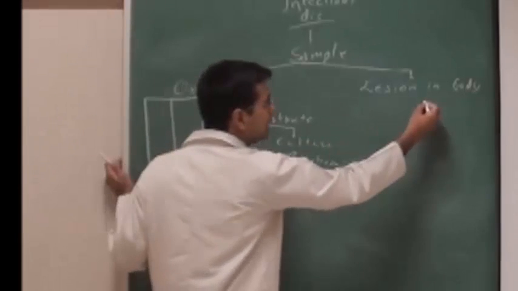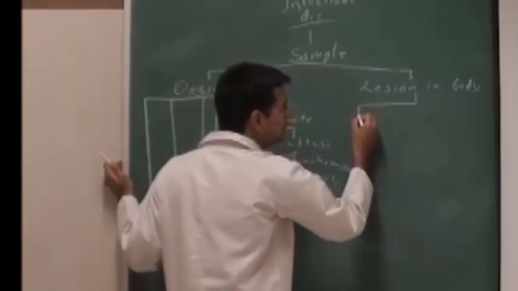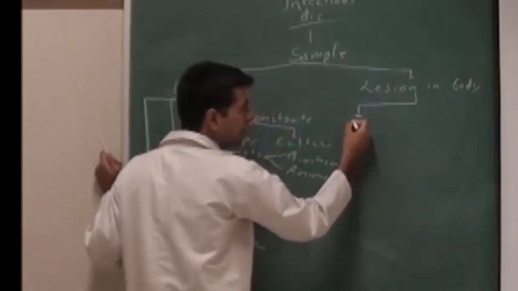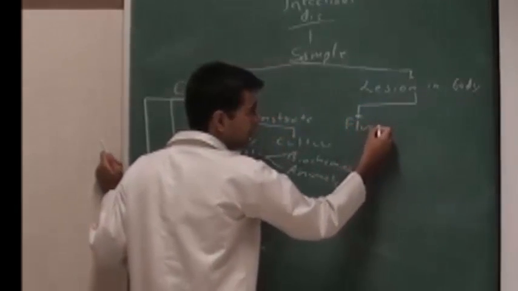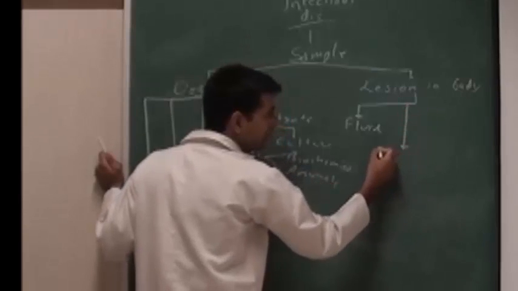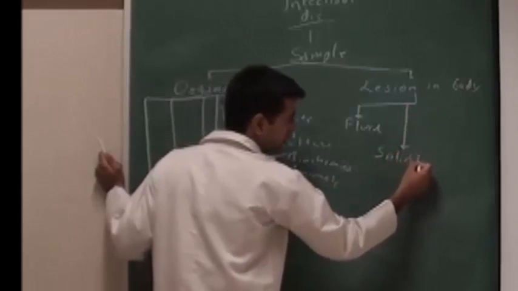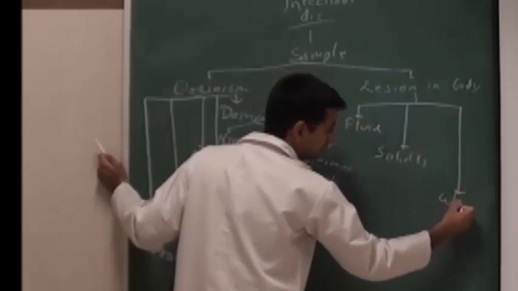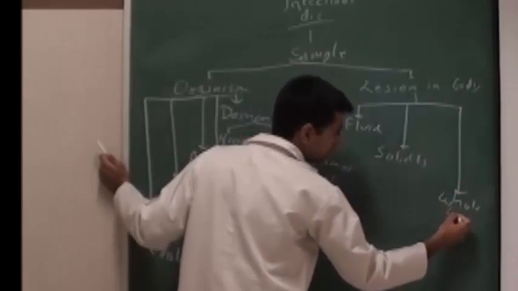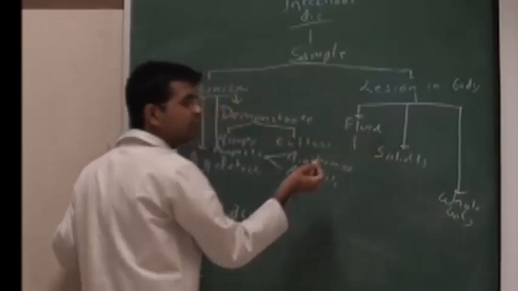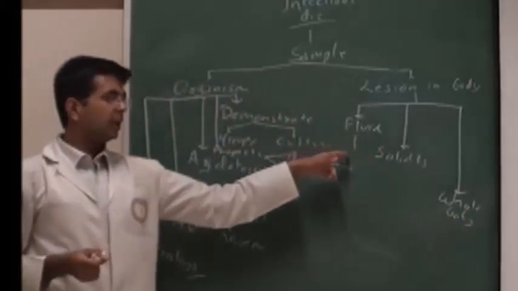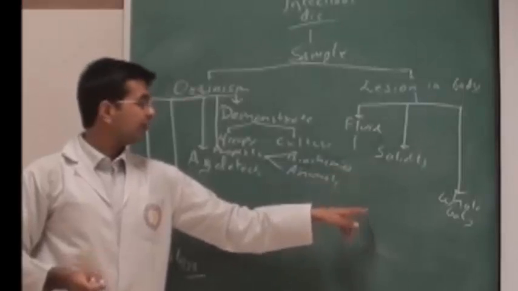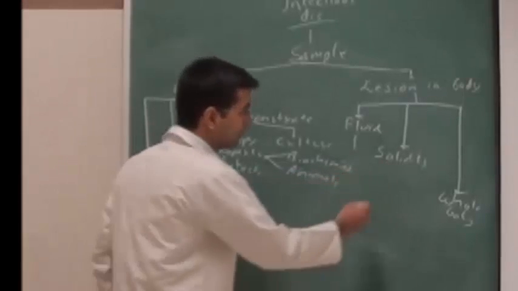Now for lesions, demonstrating lesions in the body, we can divide the samples into 3 main categories. One would be fluid samples, another would be solid tissue samples, and another would be something that has to relate with the whole body. Fluid samples would again, depending on the site of infection, be CSF, urine, blood, whatsoever. In solid tissues, we will have biopsy.